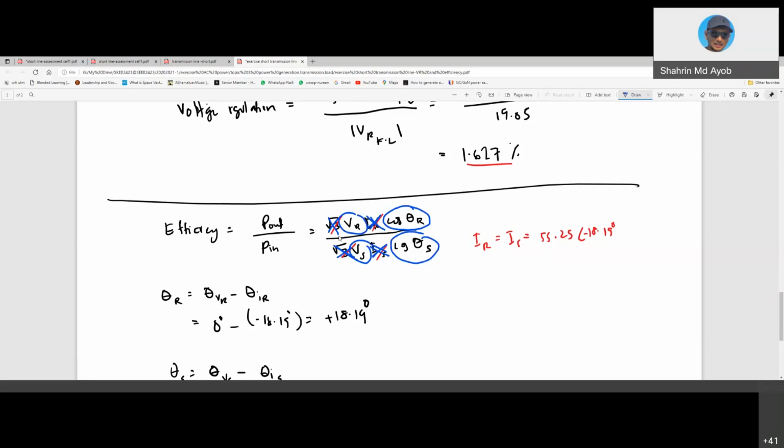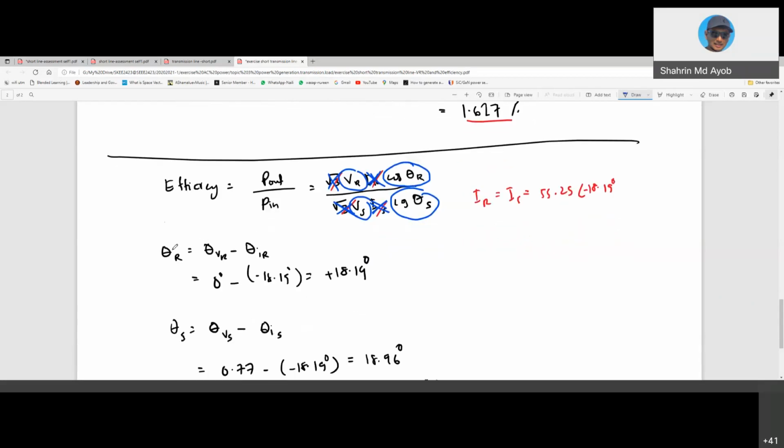So what is the cos theta R? Theta R, as mentioned here, is the angle difference between the VR voltage angle and the angle of the current. We know that the voltage at the receiving end is used as a reference, so the angle is 0, while the angle of the current is negative 18.19. By using this formula, you will obtain that theta R is positive 18.19.